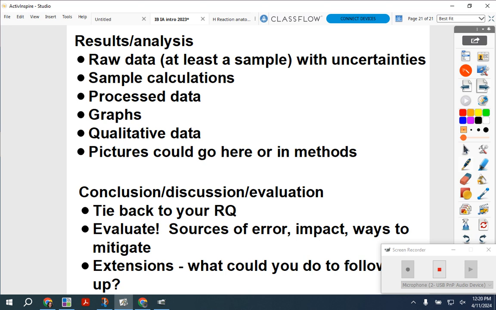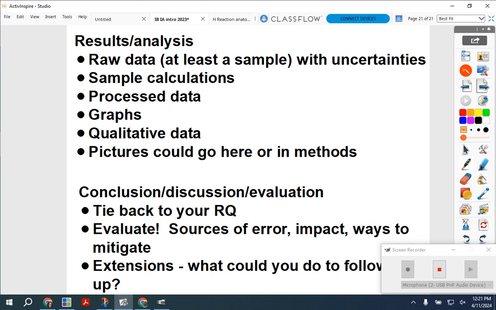Qualitative data. What did it look like? What happened? Was it a vigorous reaction with lots of bubbles? Did it turn a strange color? Did some of the samples turn a strange color, but some of them didn't? Did it look squishy? There's all kinds of things that you could talk about here that give some insight into your results.